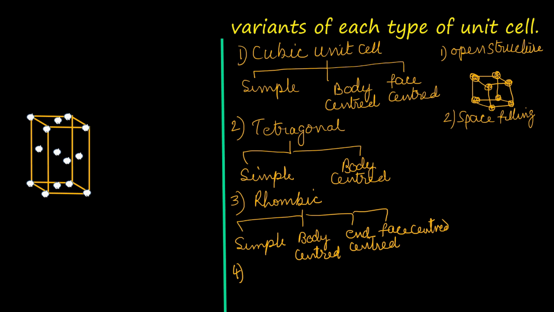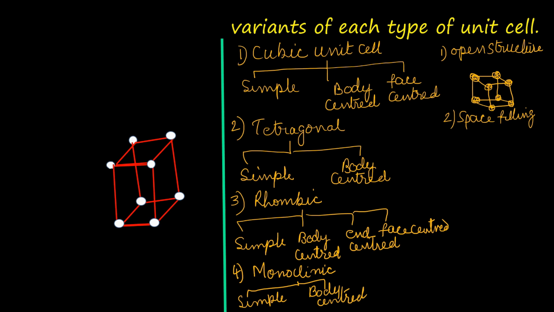Now the variants of the fourth type of unit cell, namely monoclinic type. There are 2 types, simple and body-centered. This is the simple type, particles at the corners only. This is the monoclinic body-centered type with 1 additional particle in the center only.